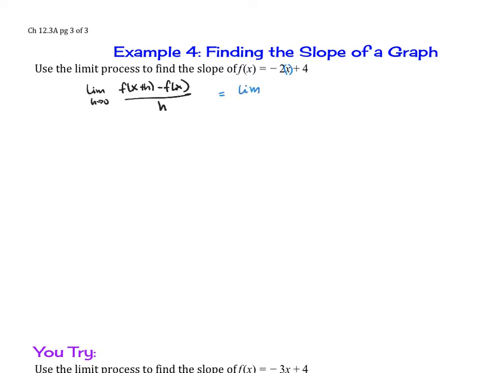So we have the limit as h approaches 0, and we have negative 2 times x plus h plus 4, and then minus our f of x. And so that is this whole thing over here. So it's a minus negative 2x plus 4 all over h.